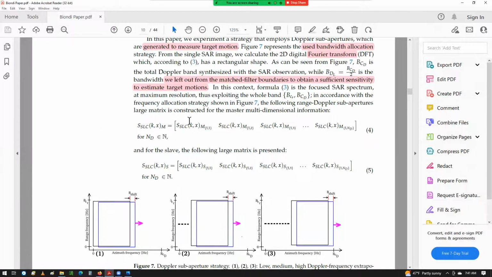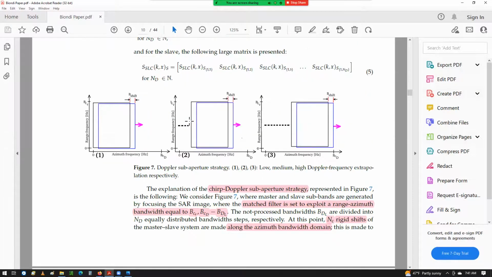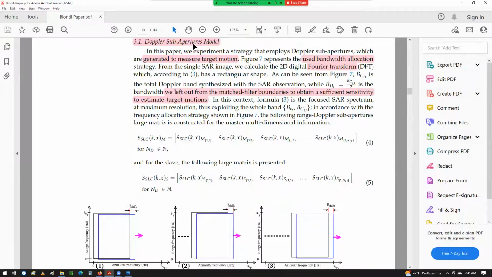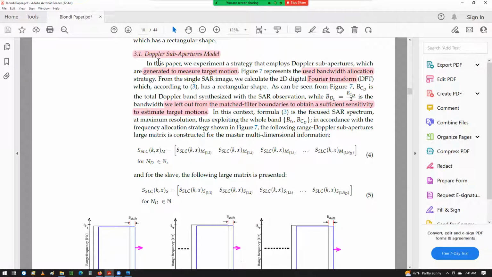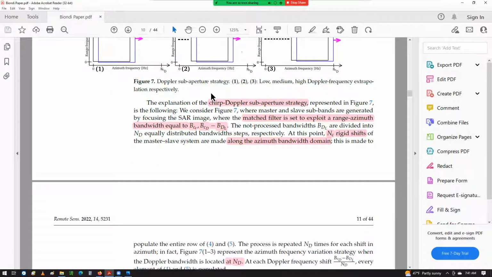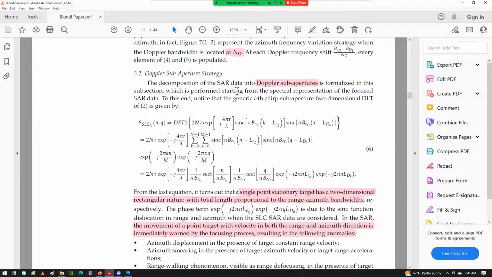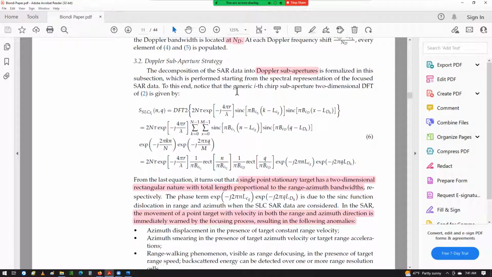So I'm just giving you the summary of it because that's my understanding of it anyways. But that is an important part of their approach to this problem, the Doppler sub-aperture technology. And so the chirp Doppler sub-aperture strategy. This is the strategy that they were using. There's the talk of the filter. So all of this is basically explaining how they process the data in order to measure these tiny little displacements. Okay.